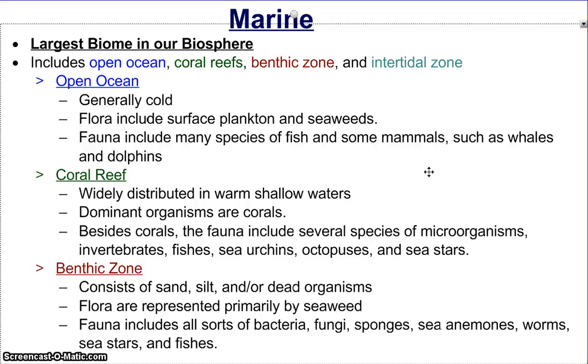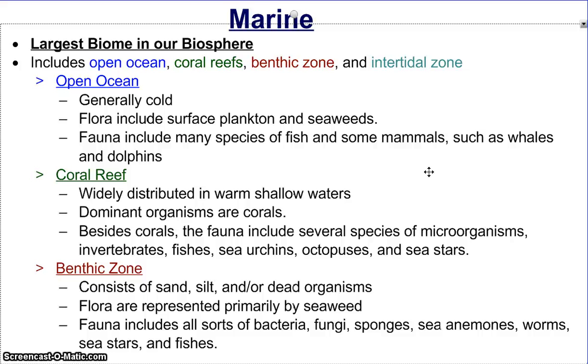So the open ocean is going to be generally cold, and the flora include surface plankton and seaweeds. And the fauna include many species of fish and some mammals such as whales and dolphins. Next you have the coral reef, which is widely distributed in warm, shallow waters. The dominant organisms are corals, of course, and there's also several species of microorganisms, invertebrates, fishes, sea urchins, octopuses, and sea stars. So it's a very diverse ecosystem, very, very diverse.